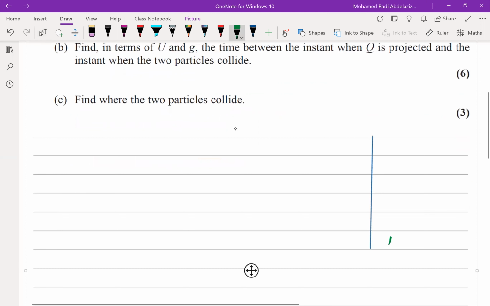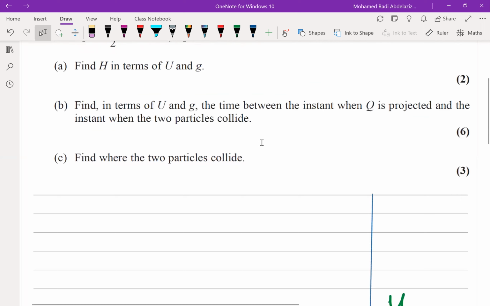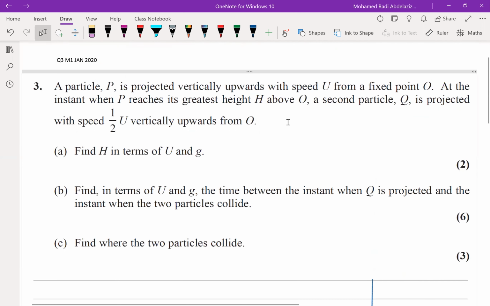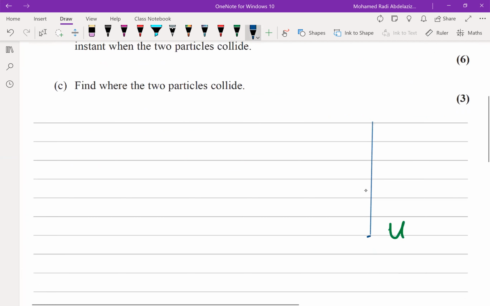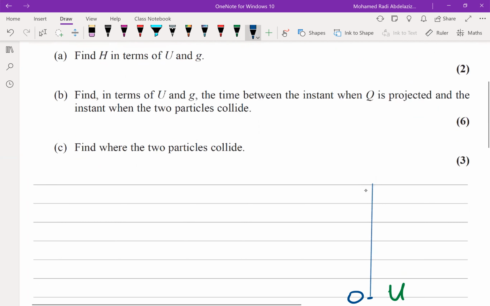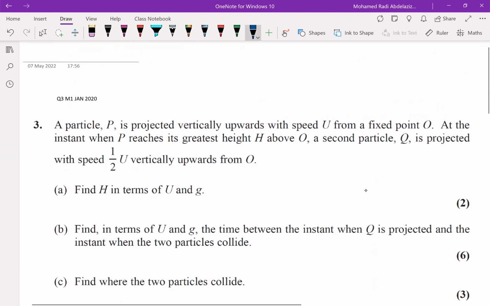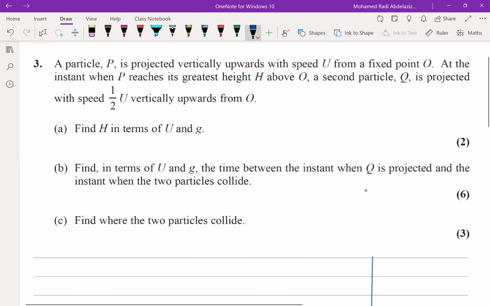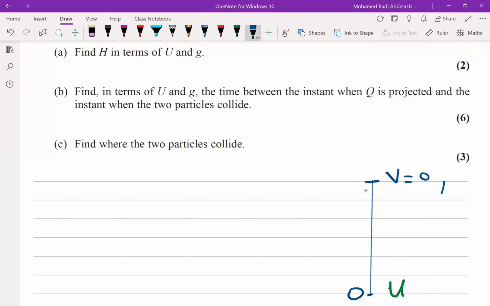The initial velocity is u, from a fixed point O. At the instant when P reaches the greatest height h above O. So first, the greatest height is when v is equal to 0. The greatest height is h.